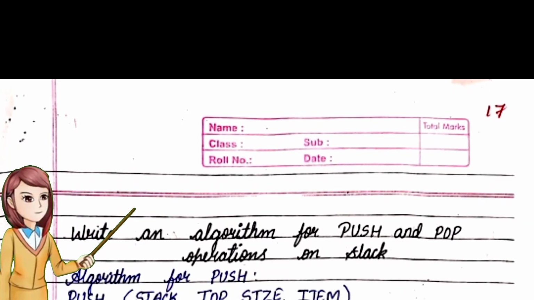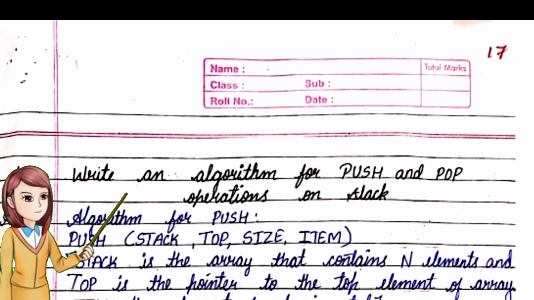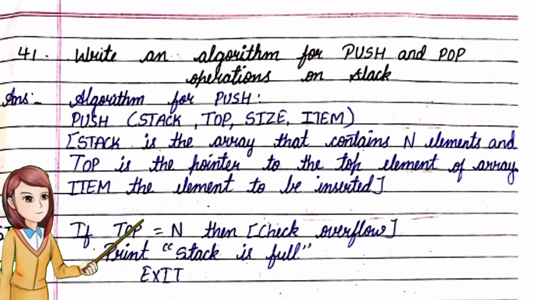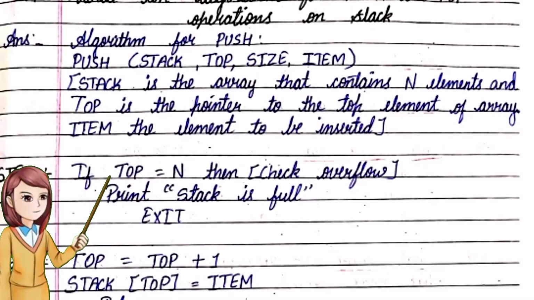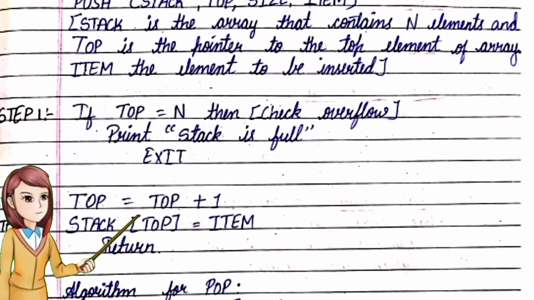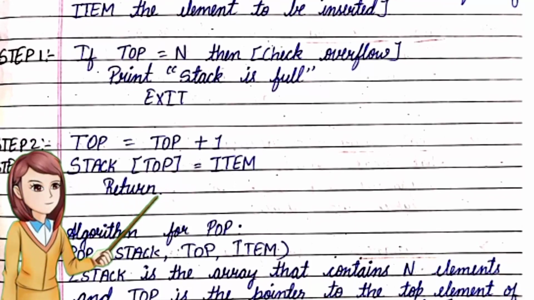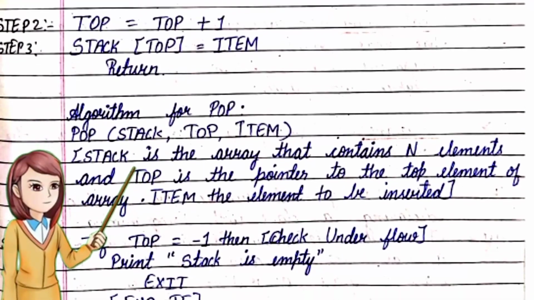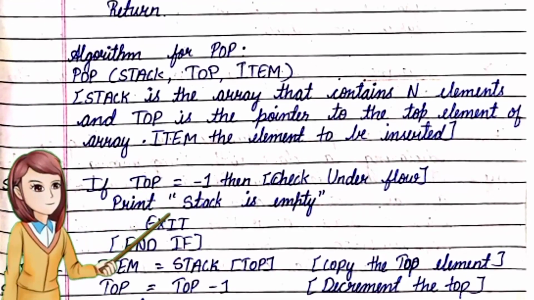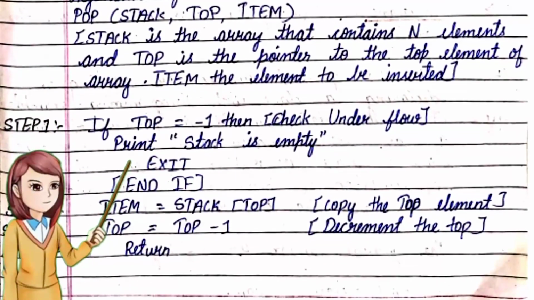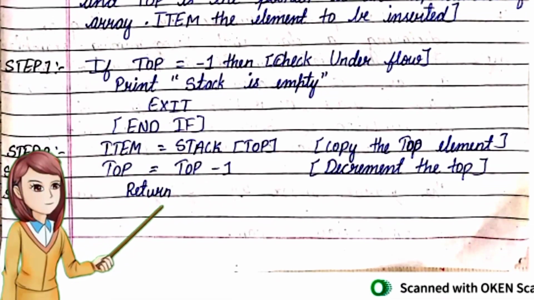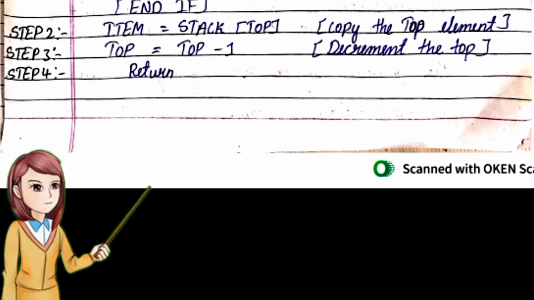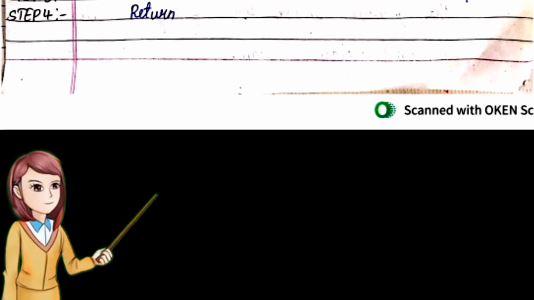41st. Write an algorithm for push and pop operations on stack. Algorithm for push. For push, we have stack, top, size, item. Here stack is the array that contains n elements and top is the pointer to the top element of the array. Item is the element to be inserted. And here also we have some steps. From these steps we can write the algorithm for push and pop operations.